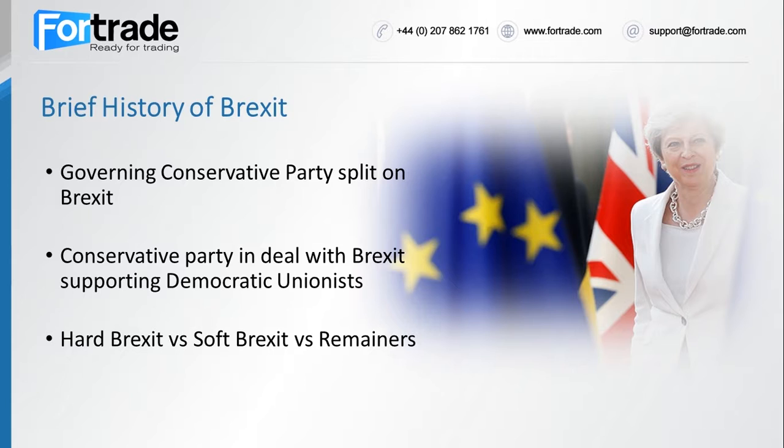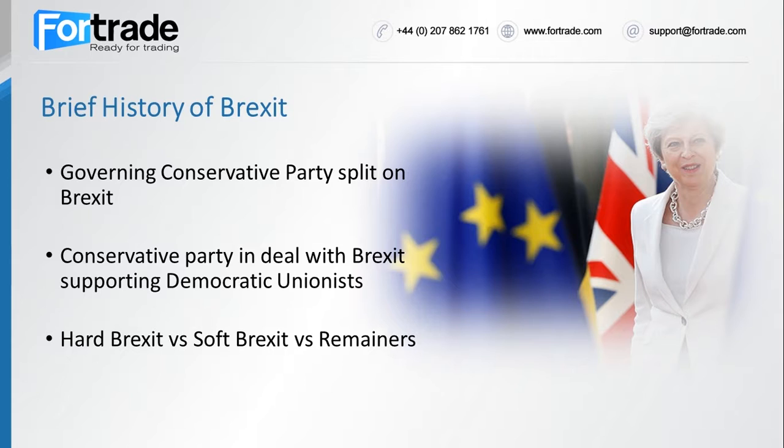Since then, the Conservative government, propped up by the Northern Ireland Democratic Unionists, had been negotiating with the EU, while the Conservative Party itself is divided on the issue. Those that want a clean break from the EU with no trade agreement are referred to as hard Brexiters, and those that want to continue some kind of customs agreement are called supporters of a soft Brexit.